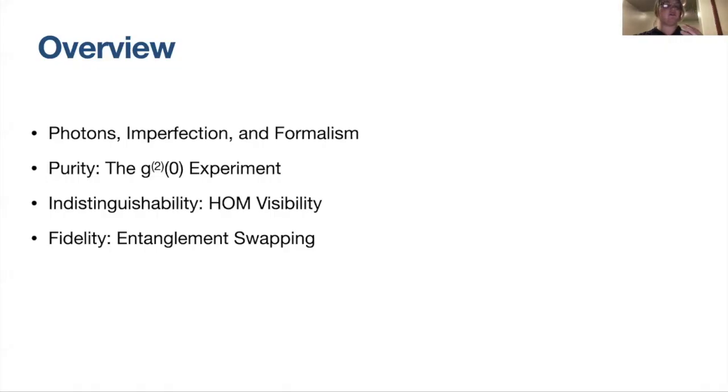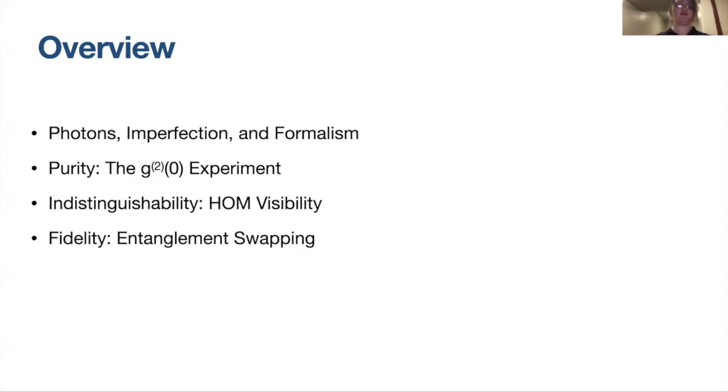To give you an overview of what we'll be talking about, I will start by talking about quantum information processing experiments and why we use photons in these experiments. I will then talk about possible experimental imperfections that can come up and also how we can model these experiments mathematically. I will then discuss 3 experiments in general, which correspond to different imperfections that can come up in experiments.